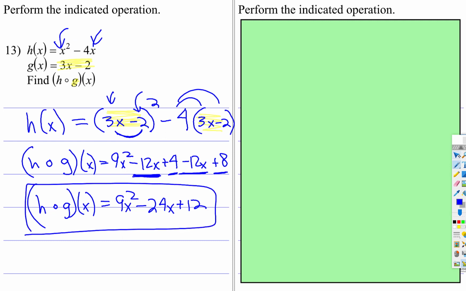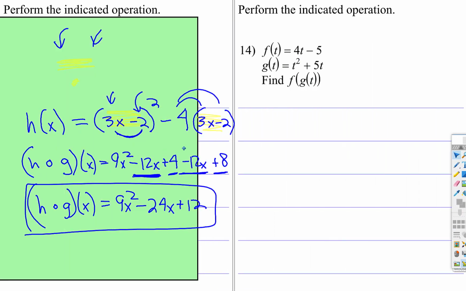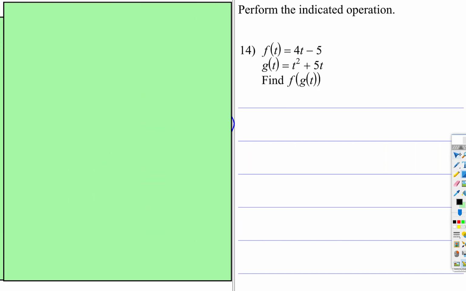All right, so now we're going to do one more, but we're going to use the different notation. So look at this notation. The g is visually inside the f function. So we're going to take this g function and stick it right inside there, the f function. So f of g of t. So there's the f function.